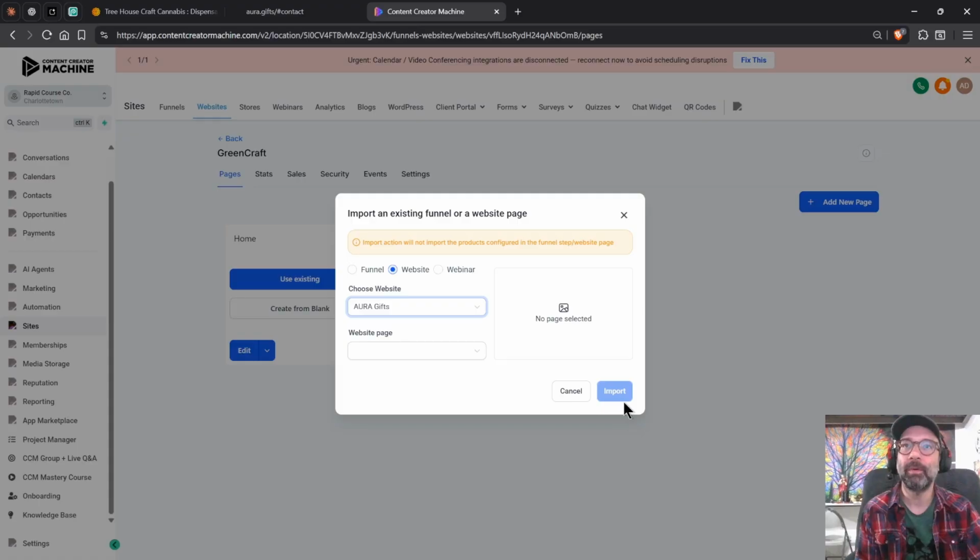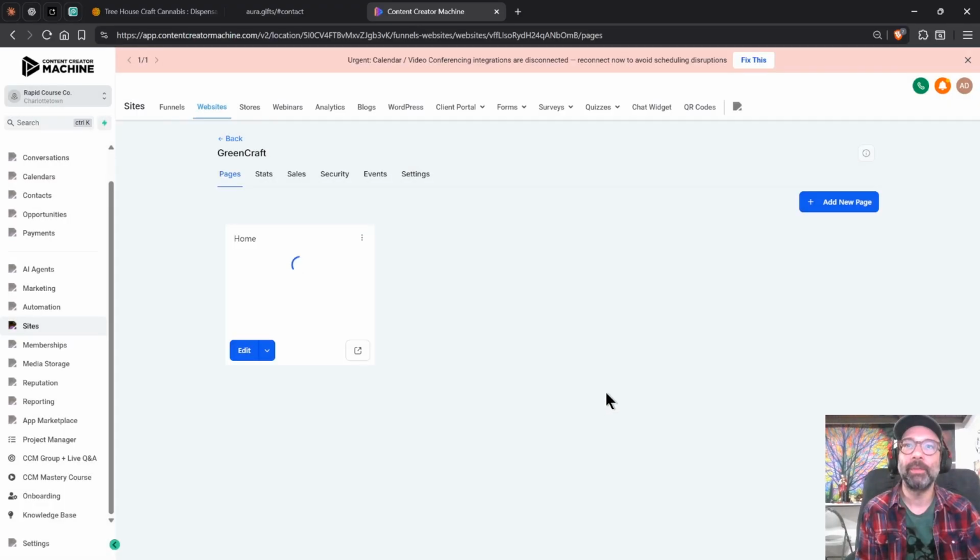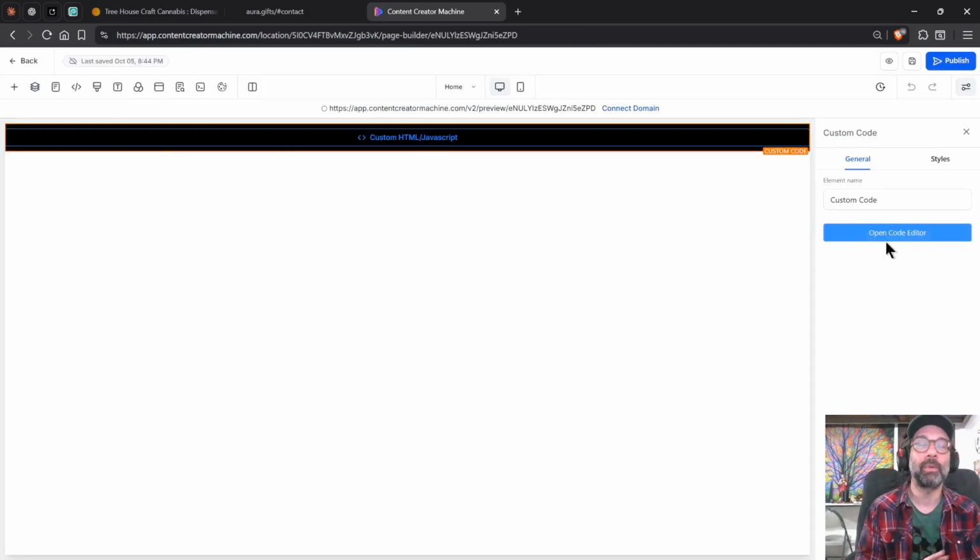Let's just go with Aura. Pick the home page. Import. Now it spins forever for some reason, so we can go right into the edit. If you don't understand how this works, don't worry about it.